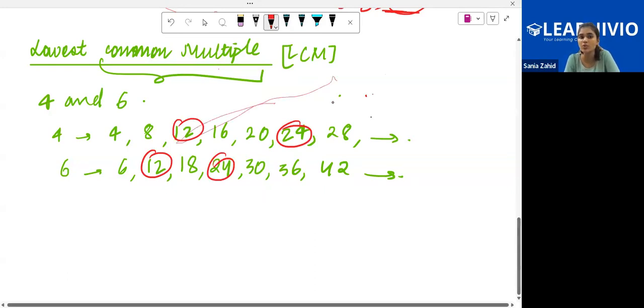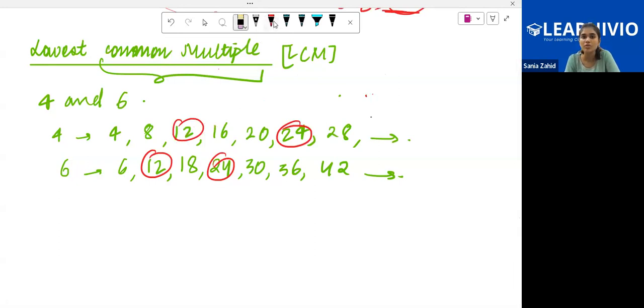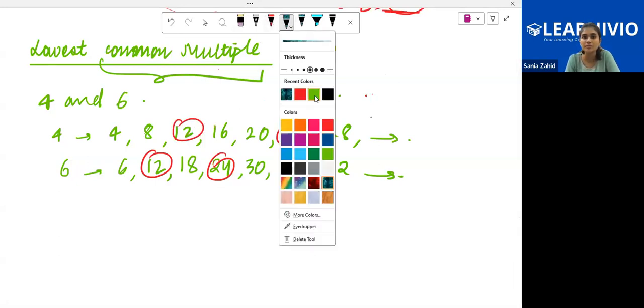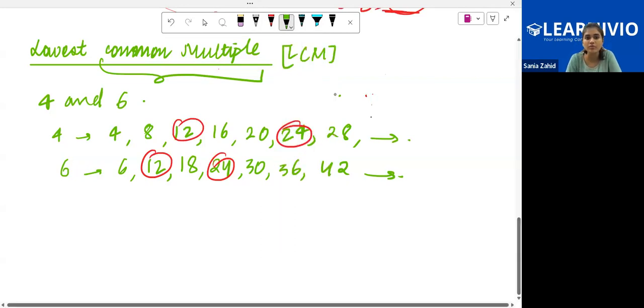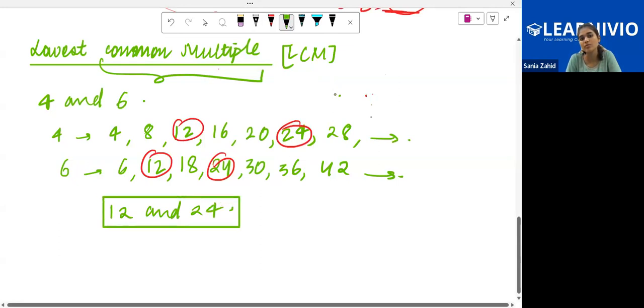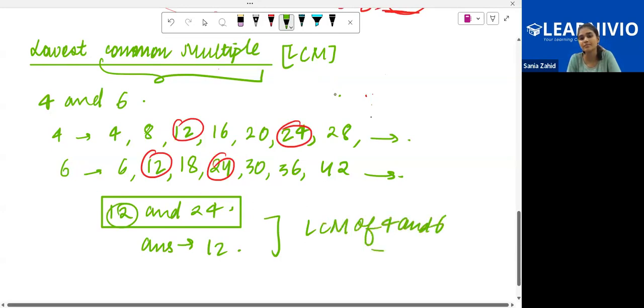You have two common multiples, one is 12 and the other one is 24. So which is lower among 12 and 24? 12. That means your answer is 12. That means the LCM of 4 and 6 is 12. Clear? Okay, so that's very simple.